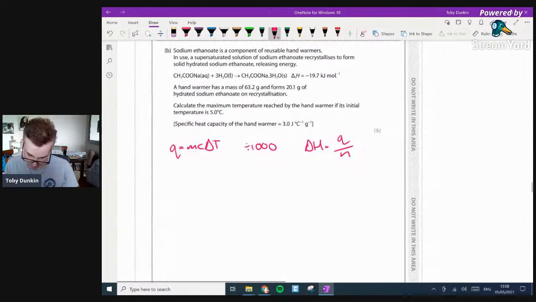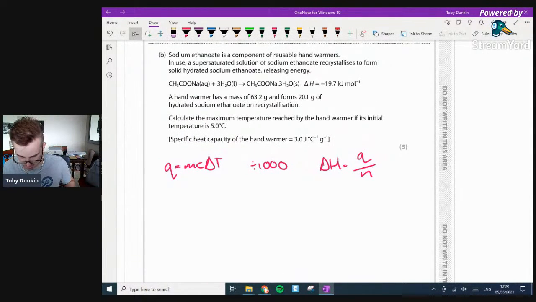Weird. Right, what we're looking for is the maximum temperature increase. So we're looking for this guy. We've been given him. We have the mass, has a mass of this and forms. So we have the mass of this guy, 20.1 grams.